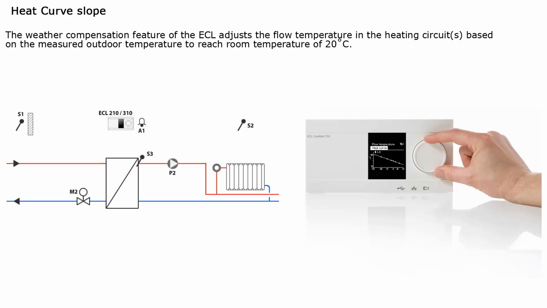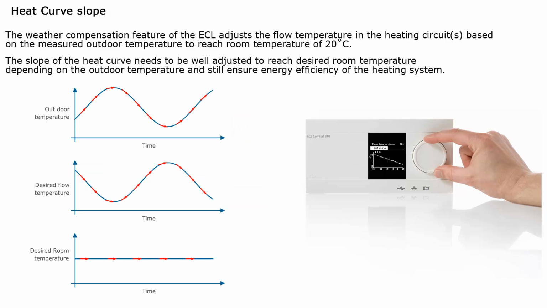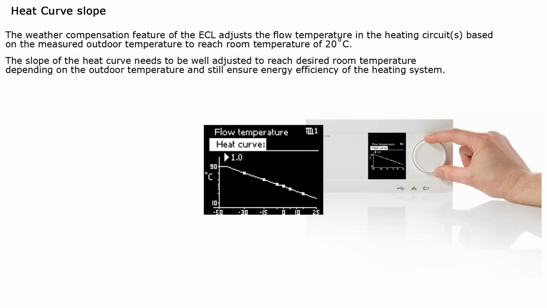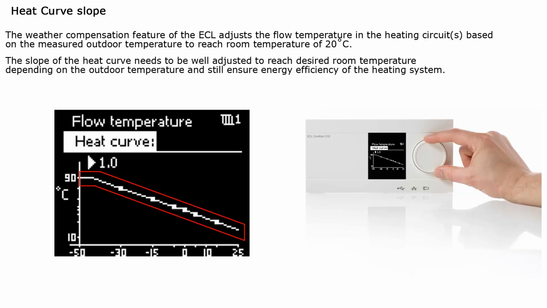The weather compensation feature of the ECL Comfort controller adjusts the flow temperature in the heating circuits based on the measured outside temperature to reach a room temperature of 20 degrees Celsius. The heat curve is the most important setting for the weather compensation feature to operate optimally, thereby increasing the energy efficiency of the heating system. The slope of the heat curve needs to be well adjusted to ensure the desired room temperature depending on the outdoor temperature. The goal is to have as low a slope as possible but still reach the desired room temperature.